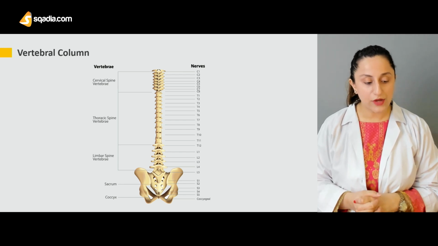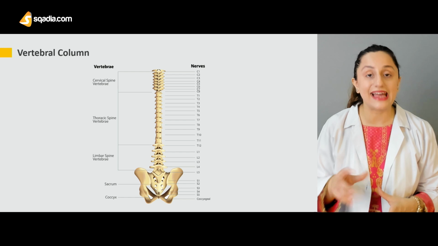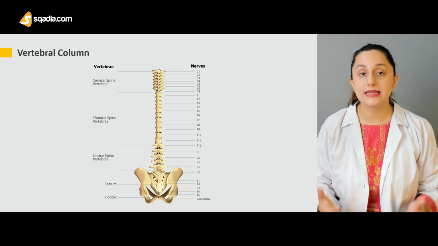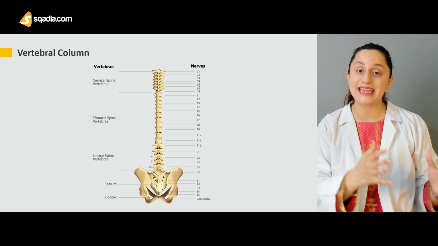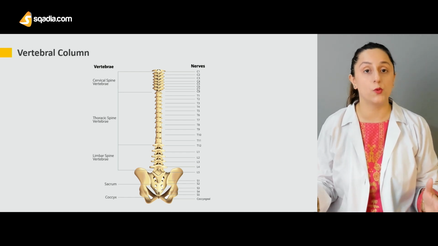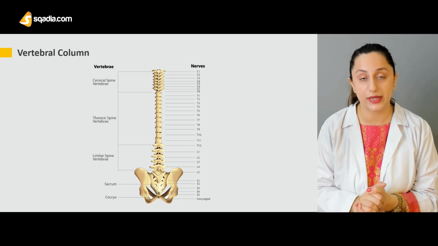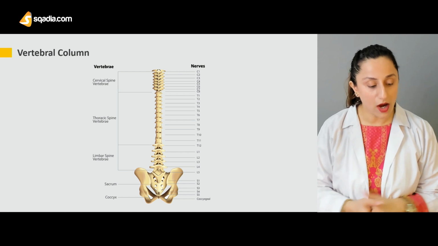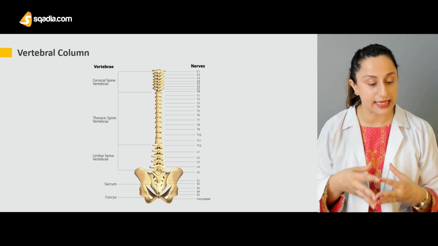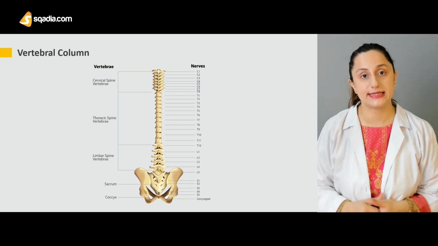Moving on, the 10th thoracic vertebrae is basically corresponding with the L1 and L2 cord segments. So this is something that you have to remember. It's basically the 10th thoracic vertebrae, and the nerves corresponding to it are the L1 and the L2 segments of the spinal cord. Then moving on, we have the 11th thoracic vertebrae, which is corresponding to L3 and L4. We have the 12th thoracic vertebrae corresponding to the L5 cord segment.